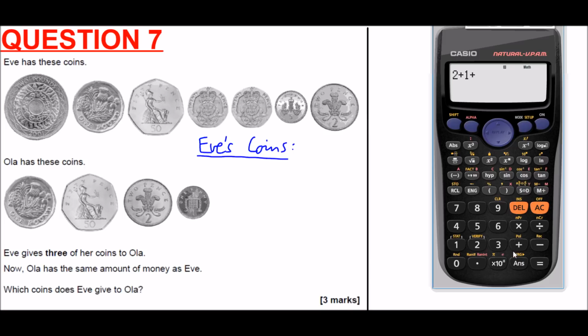Be careful how you type in 50 pence. It's not 50 quid, so don't type in 50. What I'd suggest is do 0.50, 2 lots of 20p, so 0.20 plus 0.20, a 5 pence next, which is 0.05, and finally a 2 pence coin, which is 0.02. And you should get a total of £3.97 for Eve.